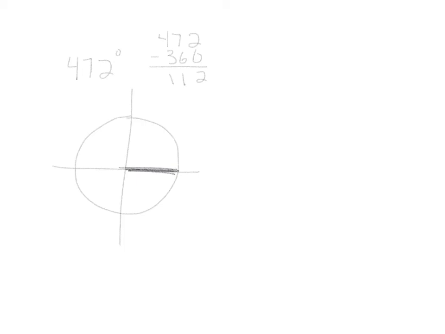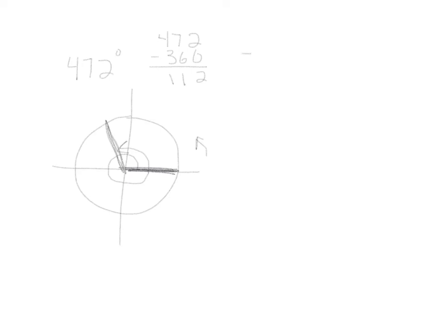So we need to go all the way around the full circle in a positive direction, one full revolution, and then 112 more degrees. So here would be about 112 degrees. To demonstrate this, notice our arc shows going all the way around one full time and then stopping on that second revolution. That's the way you draw a 472 degree angle.